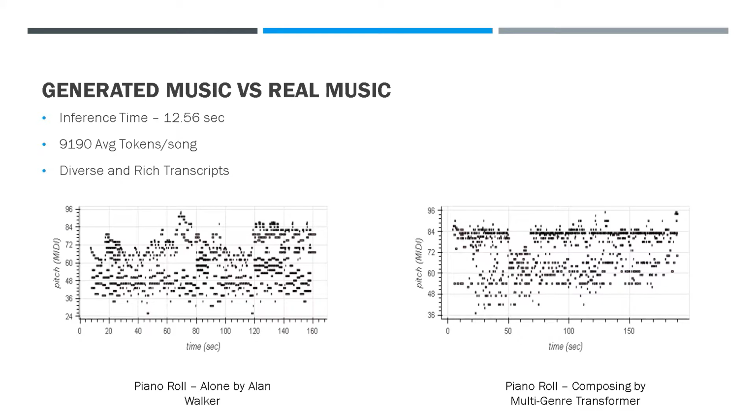Now, comparing the results, each song has an inference time of around 12.5 seconds, and we have around 9,000 tokens for each song that is produced. If we compare the piano rolls of an original song like one by Alan Walker with any song that we generate from our transformer, we see the piano rolls are rich and have diverse transcripts.